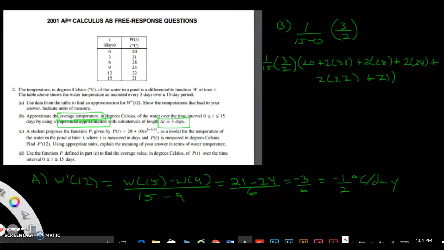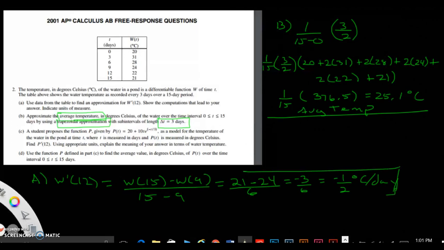So now, when you solve this, you're going to get 1 over 15 times 376.5, which is equal to 25.1 degrees Celsius. So that's the average temperature. Okay, so now, part C. Let me just box this off so it's not in the way.